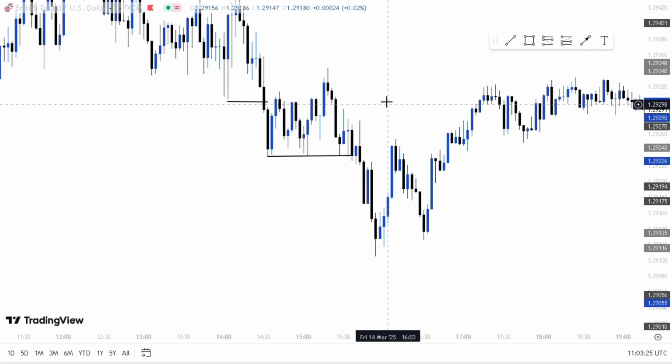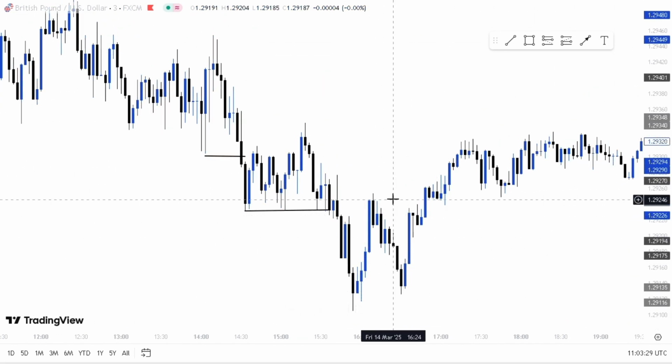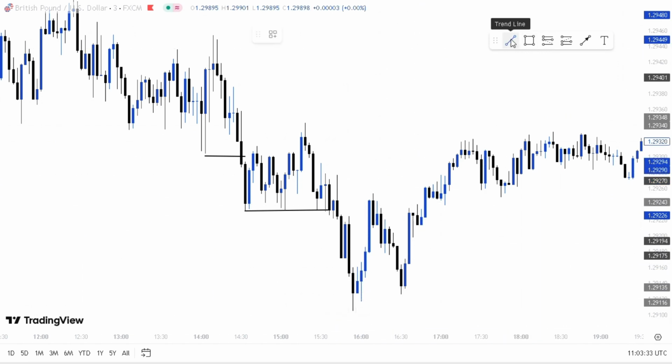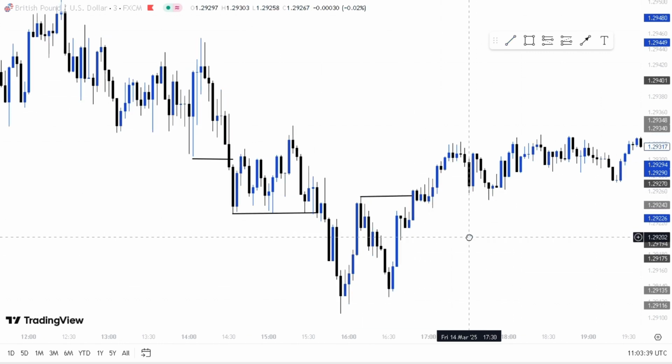Lows being broken, indicating more down movement. But here, look what happens. We fail to break that low, and what happens? We create a high, making this a market structure shift.